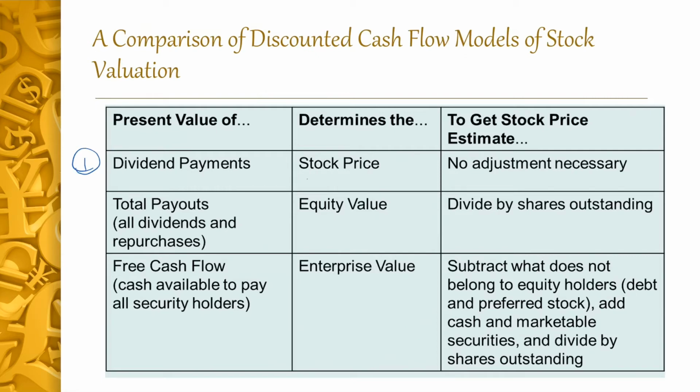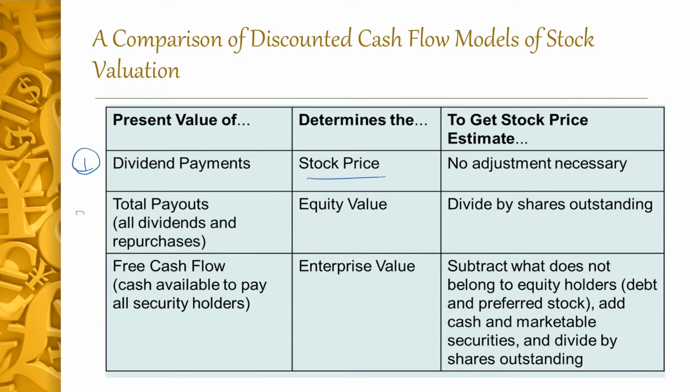and we said that the stock price should be equal to the present value of all future dividend payments by the company. So by calculating the present value of the future dividends, we would determine the stock price for the company. And because those dividends are dividends per share, there is no need for further adjustments.